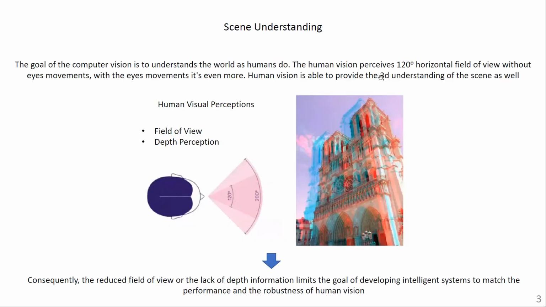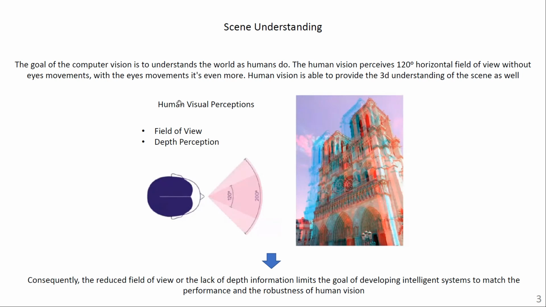So this is the goal: scene understanding. The goal of computer vision is to understand the world as humans do. Human vision perceives a 120 degrees horizontal field of view without eye movement. With eye movement, it is even more. Human vision is able to provide a 3D understanding of the scene as well.